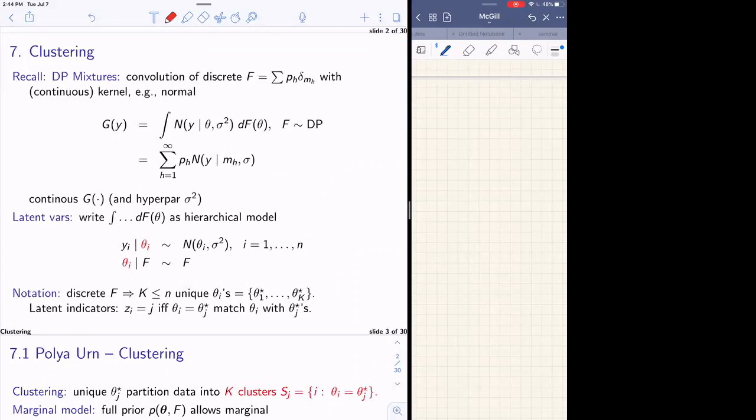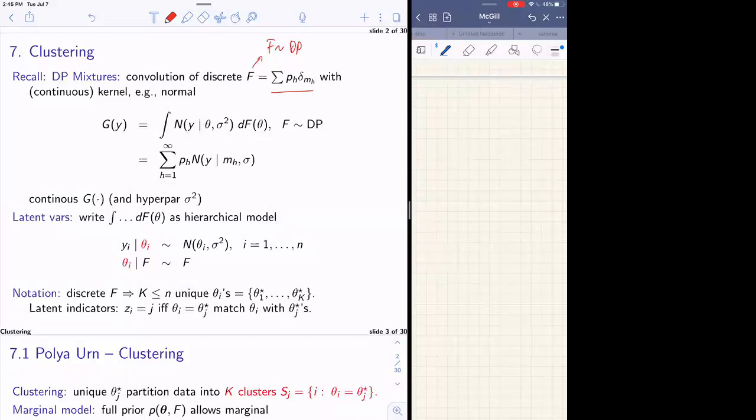Just to remind you of where this comes from. Remember when we talked about Dirichlet process mixtures, we started with a random probability measure F, which might be generated by a Dirichlet process. We said a Dirichlet process random measure is discrete, so you can explicitly write it as a sum of point masses like this.